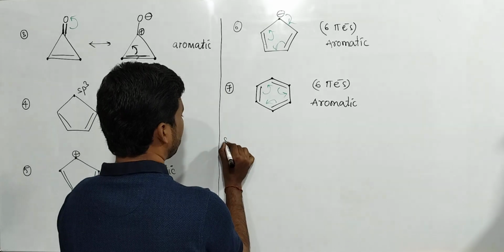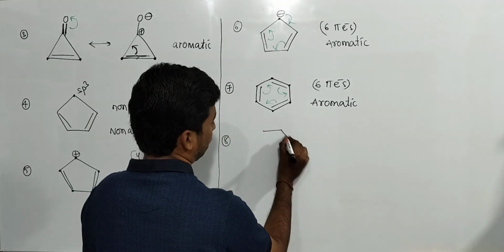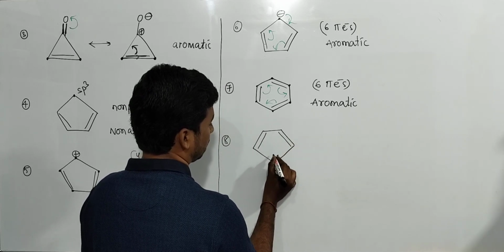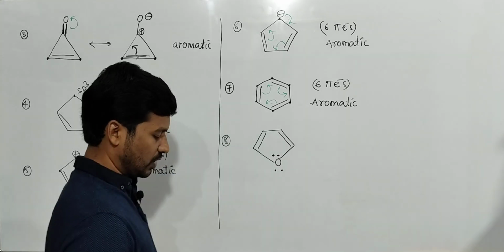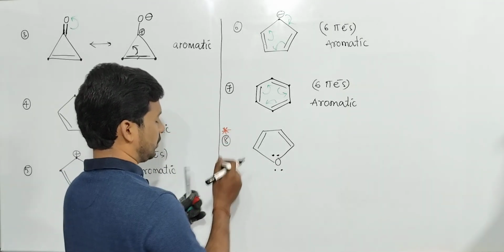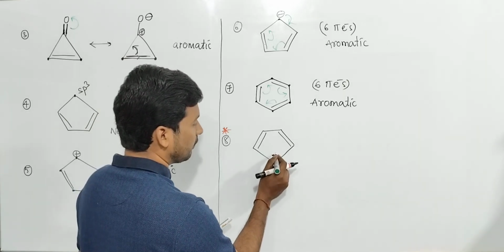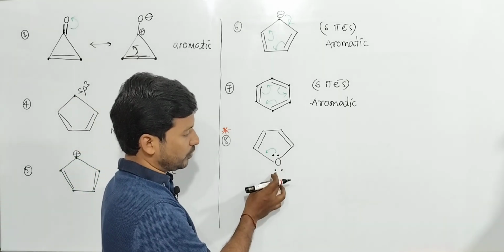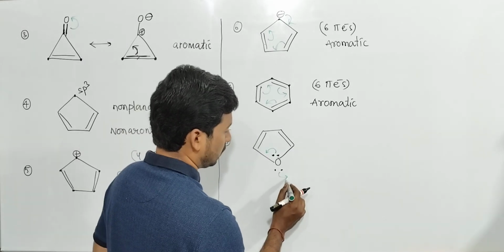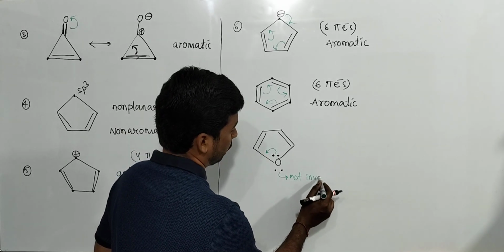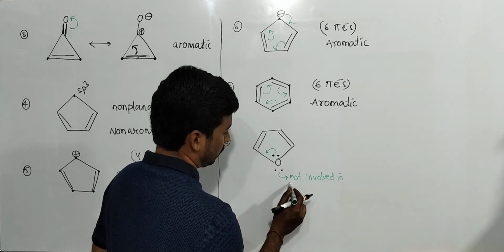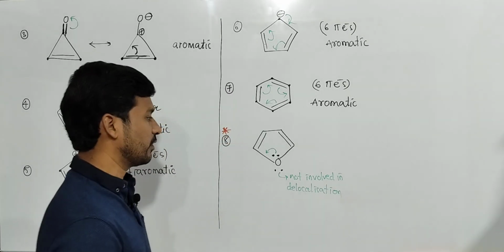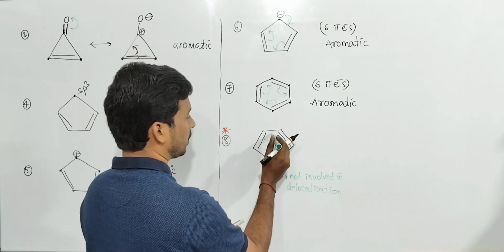Next, if you see furan, this is an important example. Molecules always try to become stable. So for that, it only involves one lone pair, not two lone pairs. This lone pair is not involved in delocalization. Only the required number of pi electrons are involved in delocalization. Like this, this pi bond comes here, this pi bond comes here.